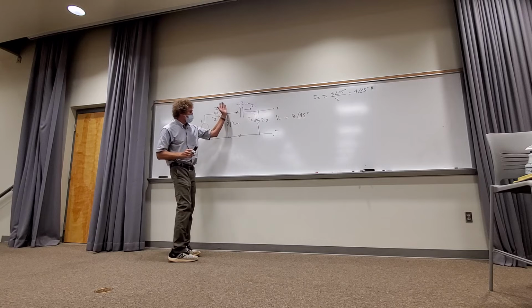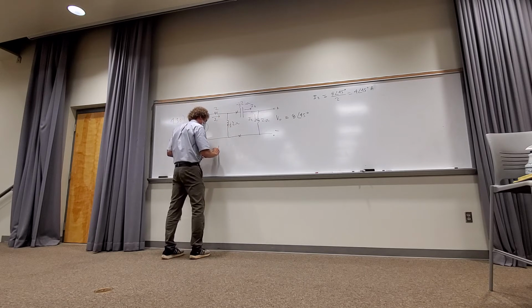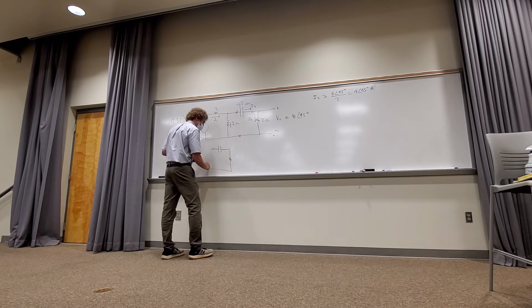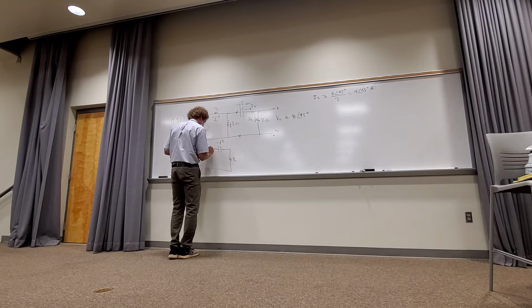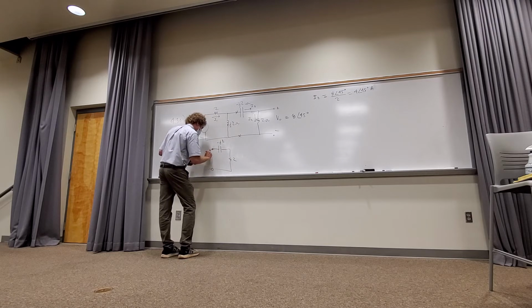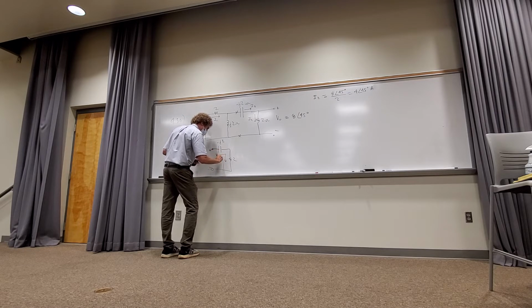Forget the rest of the circuit. If I just had that capacitor and that resistor, this is 2, this is minus j2. I want the voltage plus to minus here, I'll call it V prime. And I know this current, I2. Isn't V prime just I2 times 2 minus j2?